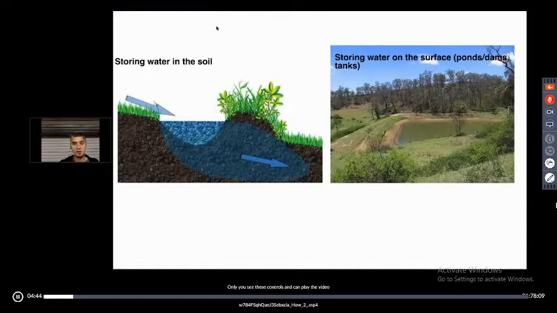So that's what I said. The first is storing water in the soil. The second one is storing water on the surface. Storing water in the soil is done by swales and keyline swales, or keyline design. And storing water on the surface, we do that with ponds or dams and tanks.